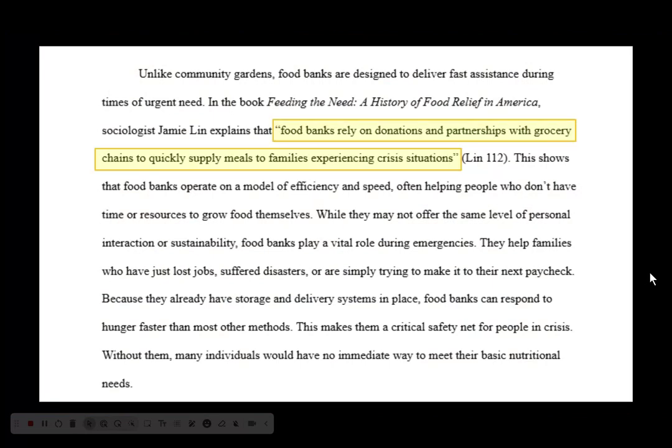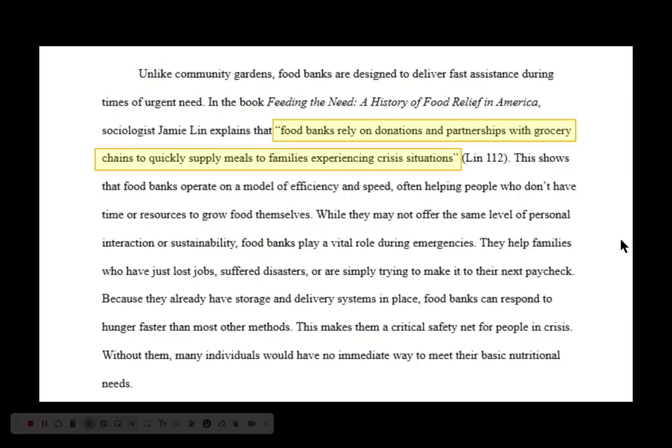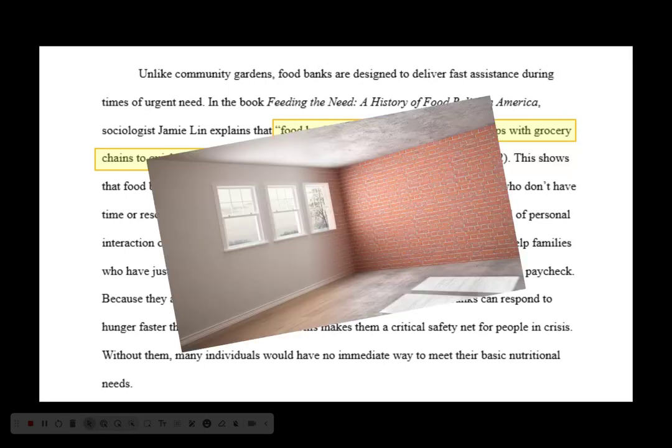Our evidence for this paragraph is here. It says, "Food banks rely on donations and partnerships with grocery chains to quickly supply meals to families experiencing crisis situations." You'll see it's in quotation marks, so this is a direct quote, not a paraphrased one. And one thing I want to show you here is there's still no period at the end of this evidence. There's a period here that should not be there. Ignore this. Pretend that doesn't exist. There is no period here, though. So remember that evidence should not have a period. At the end, the period will go in one final spot, which I'll show you in the next section.